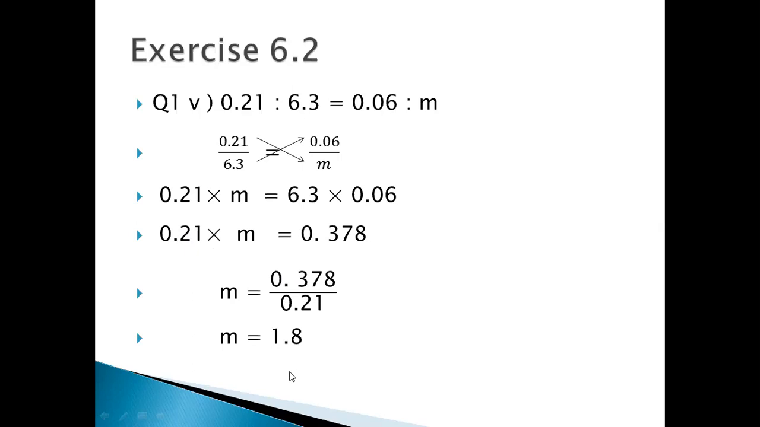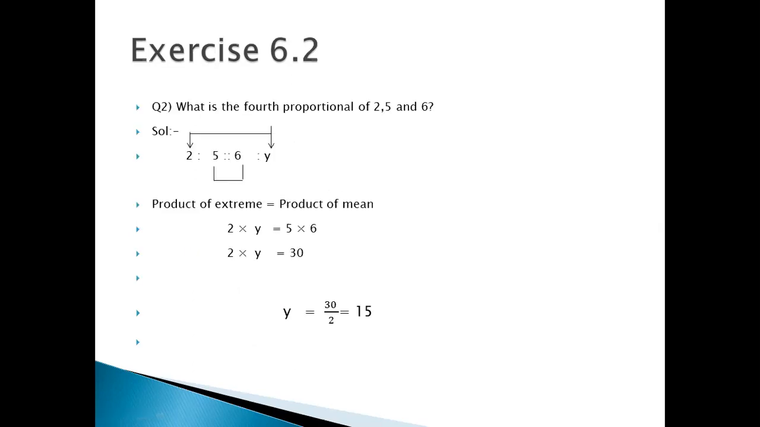So this is the fifth part of question number 1. The remaining parts, the second, third, fourth, and sixth, you do by yourself. The method is just like part 1 and part 5. I hope you can easily solve it. Now come to question number 2.